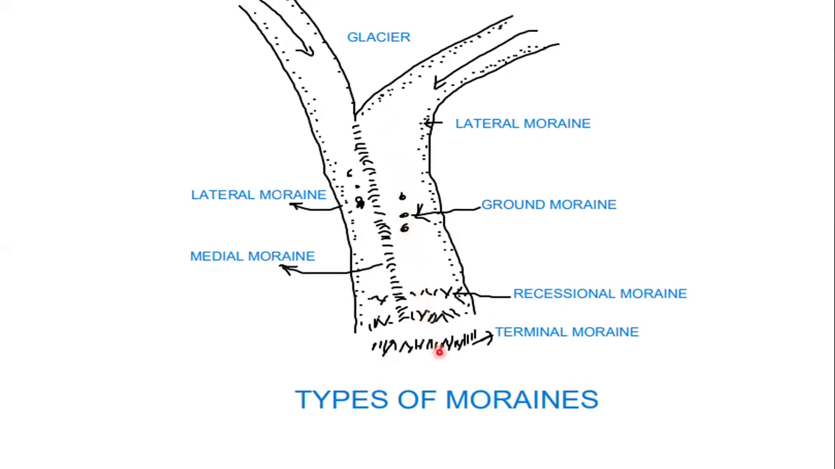Terminal moraines. When the sediments get deposited at the end of the valley glacier, these are known as terminal moraines. Each time the glacier retreats, a fresh heap is formed at a short distance from each other. These are known as recessional moraines.